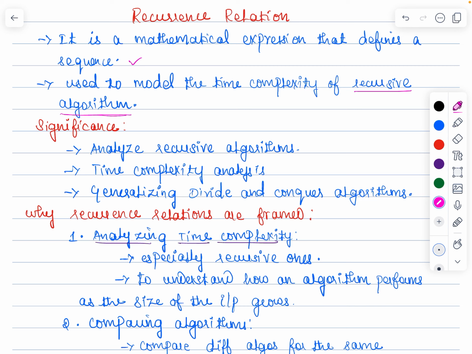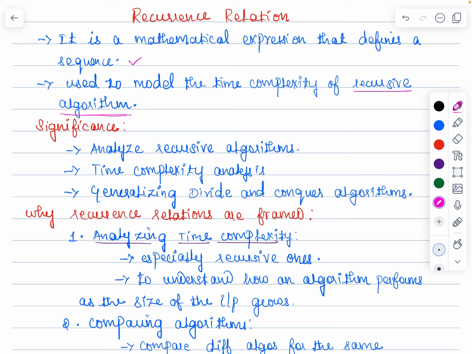So, where exactly will we be framing the recurrence relation? Where the recursive procedure is followed in the pseudocode. Generally, to solve any problem, either we can go with an iterative procedure, or we can go with the recursive procedure while framing the pseudocode. If you take binary search, the problem can be solved using both the iterative method as well as the recursive method.